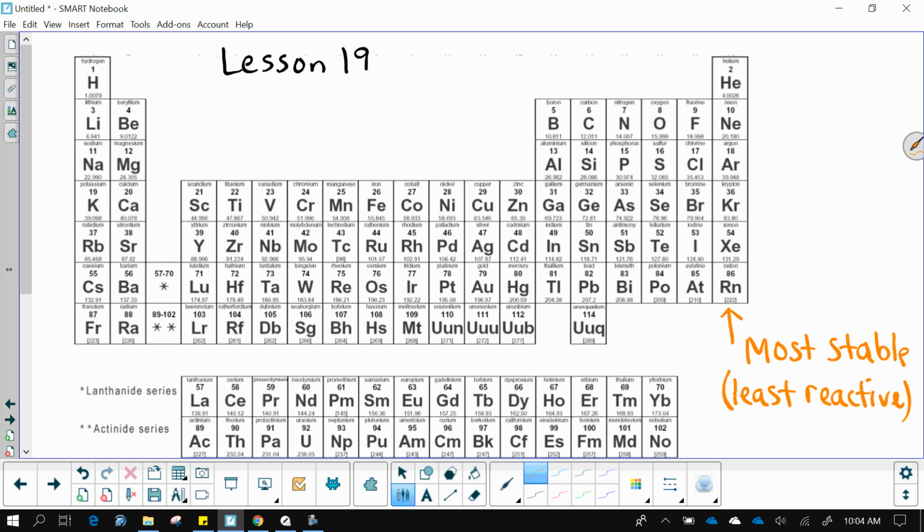All right, next question. Which elements are the most reactive metals? It is the bottom left right here, but in general, the alkali metals are the most reactive metals.